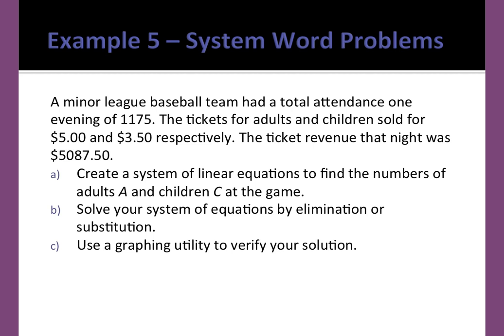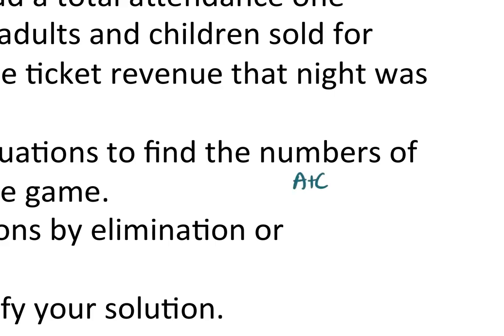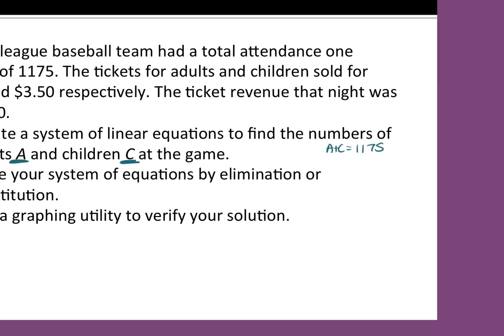So the adults were 5, the children were 3.50. The ticket revenue that night was $5,087.50. So if you think about this almost like your interest, you've got a total amount sold. That's going to be one equation. And then you've actually got the value part, the money part of it. That's the second equation. So if my two subjects are the adults, which are A, and the children tickets, C, those are the variables we're going to use. How many total tickets were sold? 1,175. So A plus C equals 1,175. A is the amount of adult tickets sold. C is the amount of children's tickets sold.